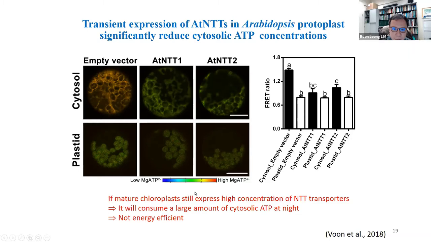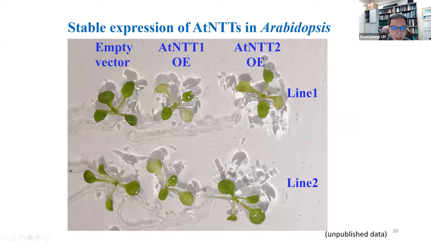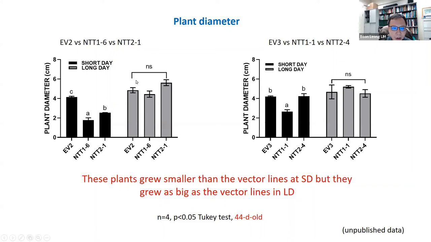We also stably expressed the NTTs in Arabidopsis, and we generated two overexpression lines, AtNTT1 and AtNTT2. You can see that the cotyledons are a little bit paler compared to the line that expresses the vector. And then if we grow these plants in long day, they look similar, they have similar diameter, but if we grow them in short day, then we can see that the lines that stably express the NTT transporter grew smaller. It was because the plant wastes some energy in the dark.